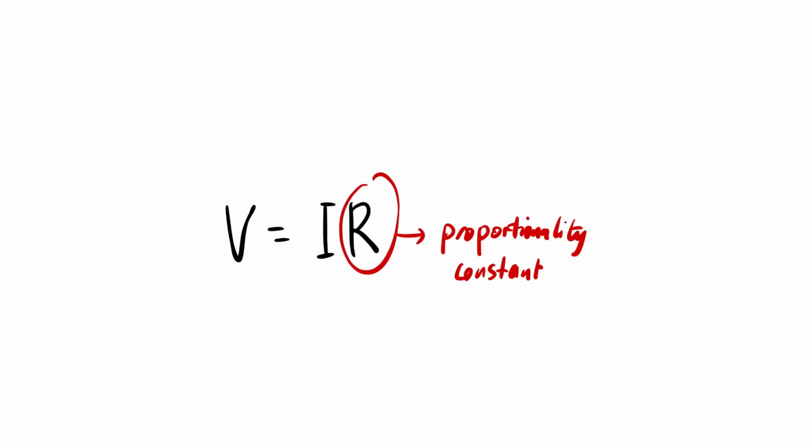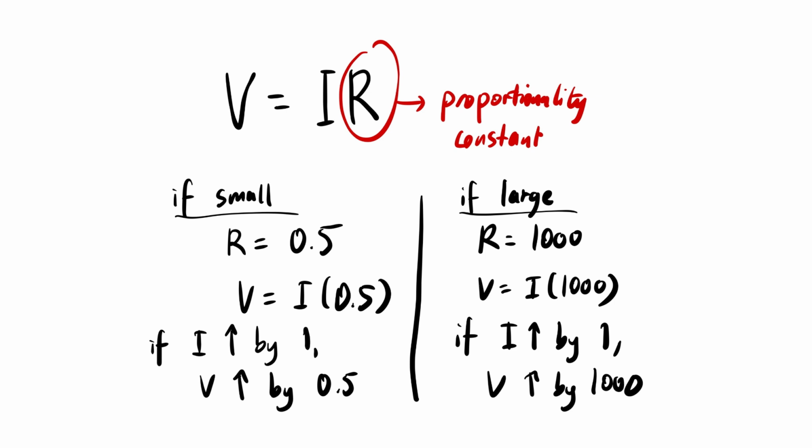For example, in the relationship V is equal to IR, there's also a third thing, which is R, right? So R is equal to V over I. In this case, R is something which is called a proportionality constant. It's used for scaling how one thing changes relative to something else. If you have a large proportionality constant, that means that the thing it's multiplying with is going to increase by a lot if you increase the first thing by a little.